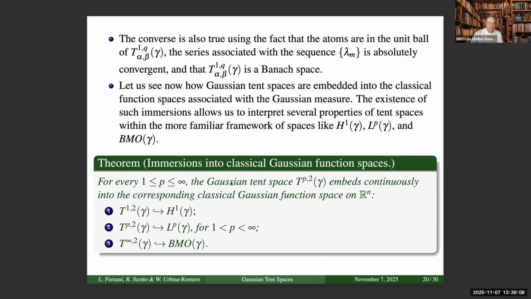So the Gaussian tent space T^2_1 embeds continuously into H1, the Gaussian Hardy space. The tent space T^p_2 is contained in L^p for p between 1 and infinity, and T^infinity_2 of gamma is in the BMO space for the Gaussian measure.